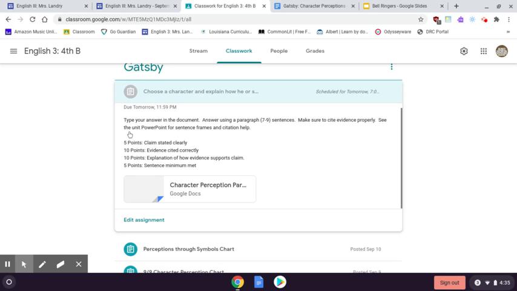A rubric for you. We did the points right this time also. 30 points. 5 points if your claim is stated clearly. 10 points, that's 5 points for each piece of evidence cited correctly. 10 points for each piece of evidence where you give an explanation. And then 5 points if you meet the sentence minimum.